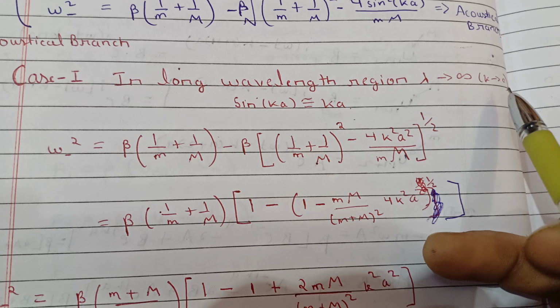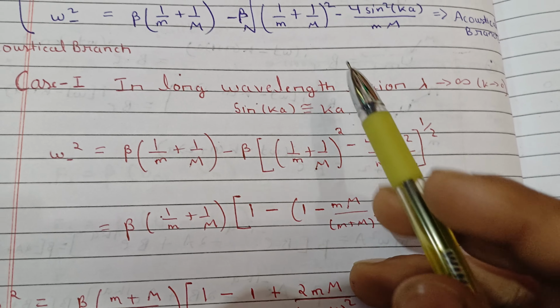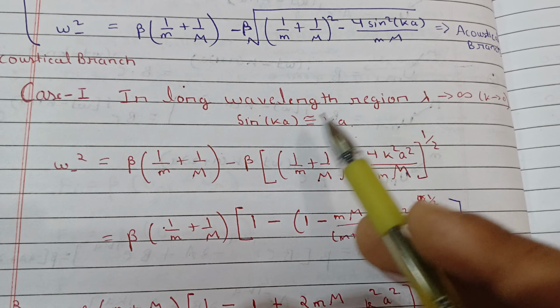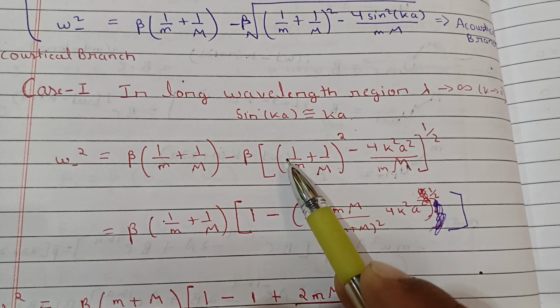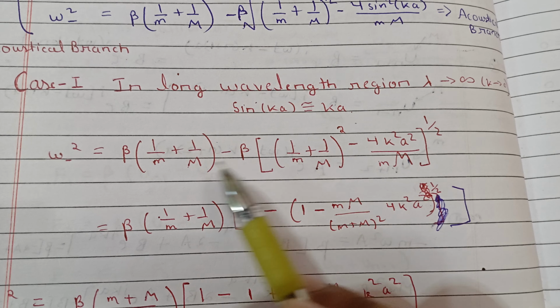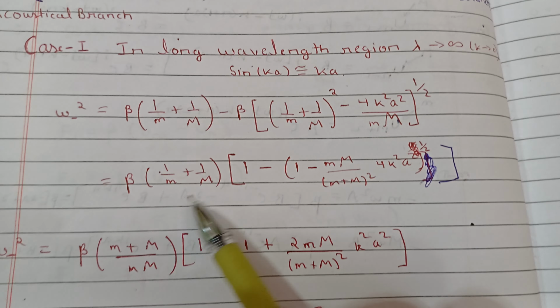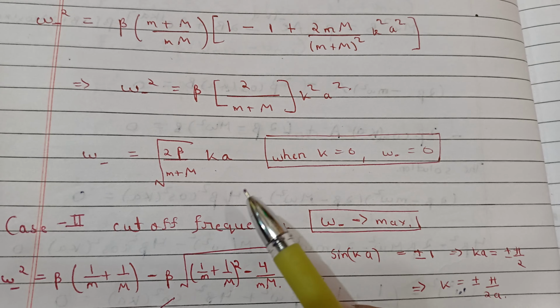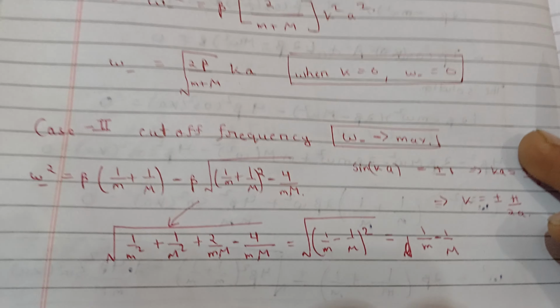You can get this 0 directly from here also. When k tends to 0, instead of putting sin k equal to k, just put sin k equal to 0. Then this gives us beta, and the root will cancel out this term, so the whole term cancels and we get omega equal to 0. So you can get it directly or this way, both will give you the same result.